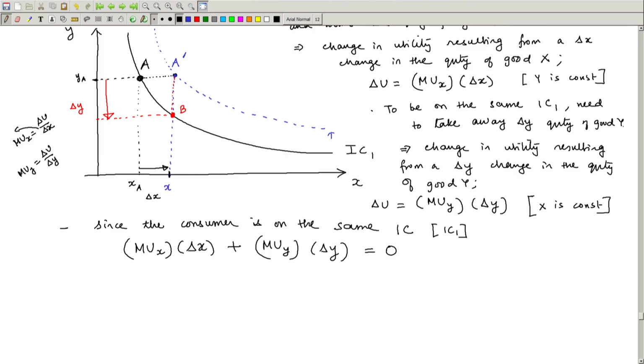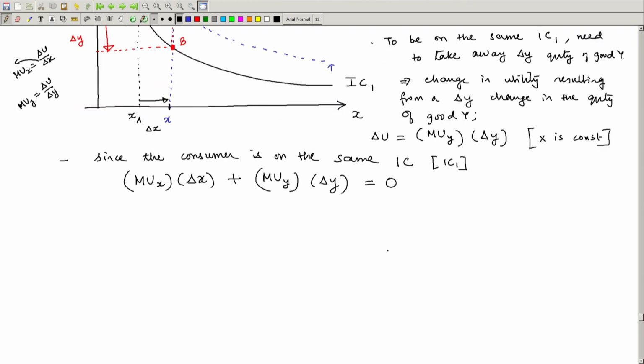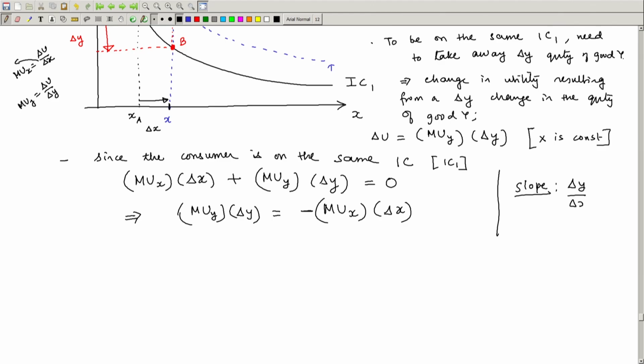So, now let us do a little bit of algebraic manipulation of this expression. The sum of the utility changes is 0, which then implies that I can write MUy times delta y equals minus MUx times delta x. Now, why are we interested in writing this? Notice slope is of the form delta y upon delta x, change in y upon change in x, or the rise over the run. So, the change in y over change in x is what we want to call the slope.